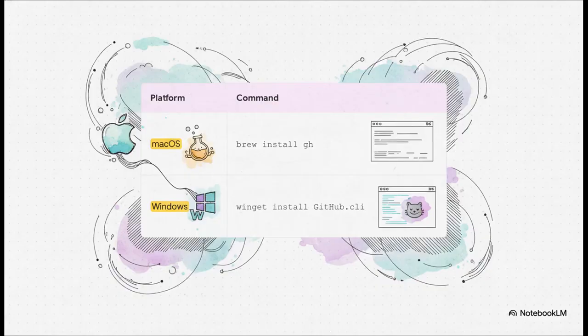And as you can see, it really is simple. If you're on a Mac, you're going to use Homebrew and just run brew install gh. For you Windows folks, it's just as easy with winget install GitHub.cli. Go ahead and run whichever command works for your system.